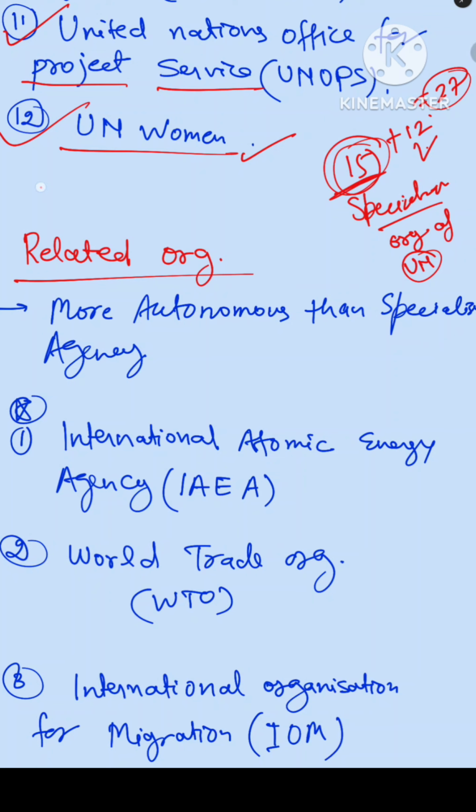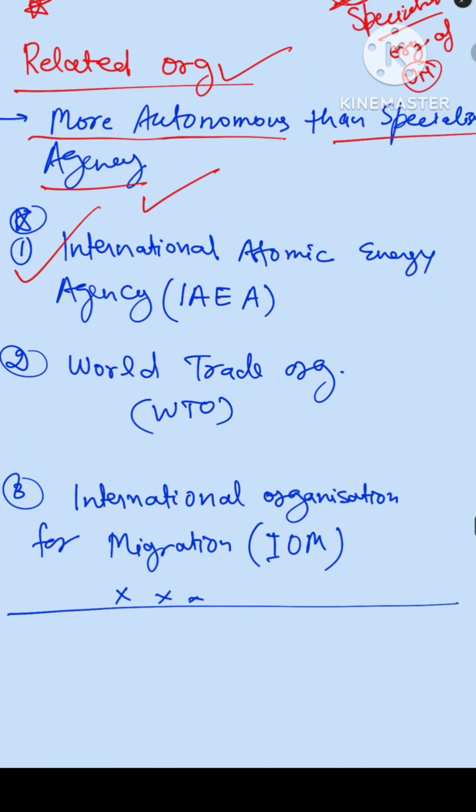The third kind of agreement with organizations is related organizations. These organizations have more autonomy than a specialized agency. United Nations funds and programs are almost totally dependent on the United Nations, but these organizations are related because they also fulfil some of the purposes of the United Nations. But they have some agreements as related organizations. The first one is the International Atomic Energy Agency, in short IAEA. This organization is very important. It often comes in news, so many times it will come in news.